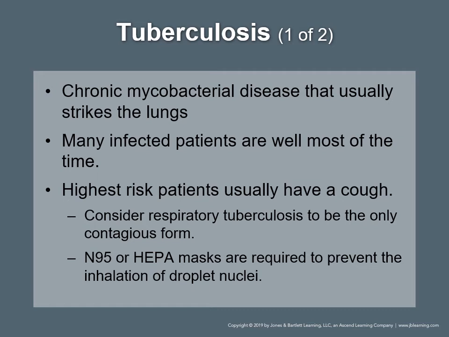Patients who pose the highest risk almost always have a cough. Consider respiratory tuberculosis to be the only contagious form because it is the only one that is spread by airborne transmission. Droplets produced by coughing are not the real problem, but rather the droplet nuclei. The droplet nuclei are the remnants of the droplet after the excess water has evaporated. N95 or HEPA masks are required to prevent the inhalation of droplet nuclei.